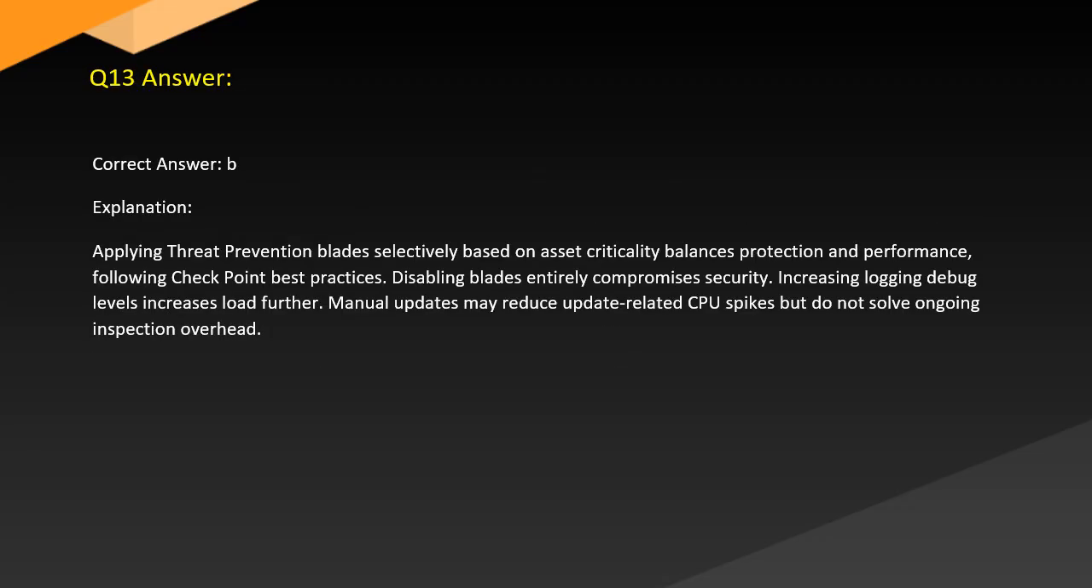Answer. Correct answer. B. Explanation. Applying threat prevention blades selectively based on asset criticality balances protection and performance, following Check Point best practices. Disabling blades entirely compromises security. Increasing logging to debug levels increases load further. Manual updates may reduce update-related CPU spikes but do not solve ongoing inspection overhead.